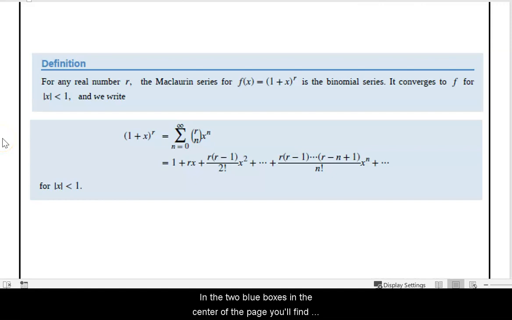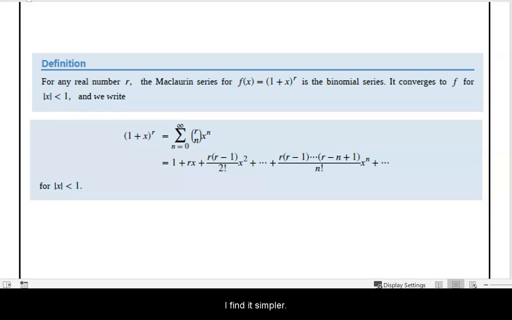In the two blue boxes in the center of the page, you'll find the official definition for the binomial series. For any real number r, which is what your book is using, while I will use instead p, the Maclaurin series for the function 1 plus x raised to the r is the binomial series. It will converge to that function provided the absolute value of x is less than 1, as is typical for most power series. Instead of using the r and the n as the book has done, I will again instead stick with p and k.